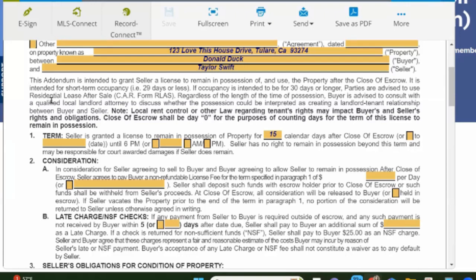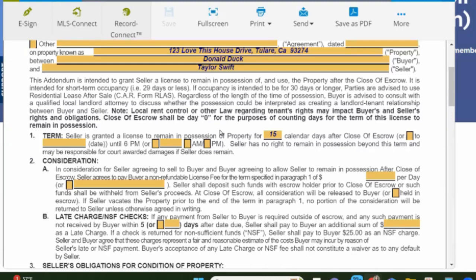So this does say the addendum is intended to grant seller a license to remain in possession. So again, not a rental agreement, but a license to remain in possession. It's intended for short-term occupancy, which would be 29 days or less. It's telling you to use the RLAS form if it's going to be longer than that. And it does say that local rent control and other law regarding tenant rights may impact buyer and seller's rights and obligations. And then a lot of people don't know how the days count.